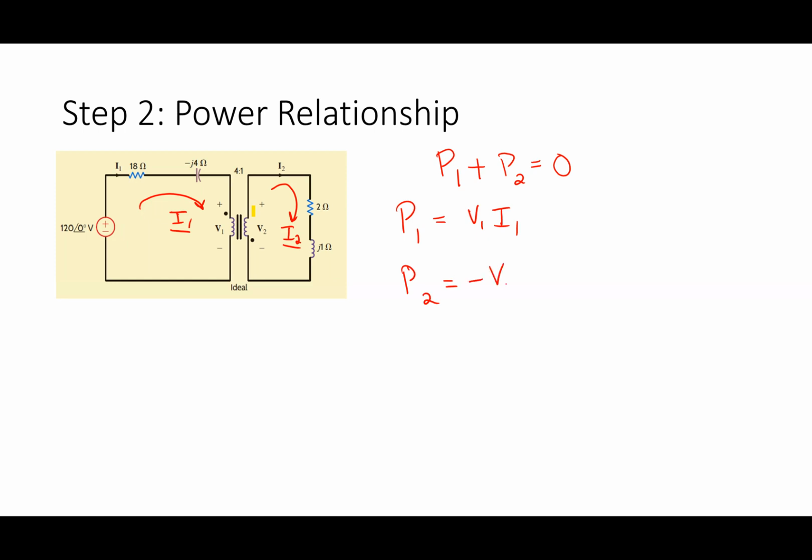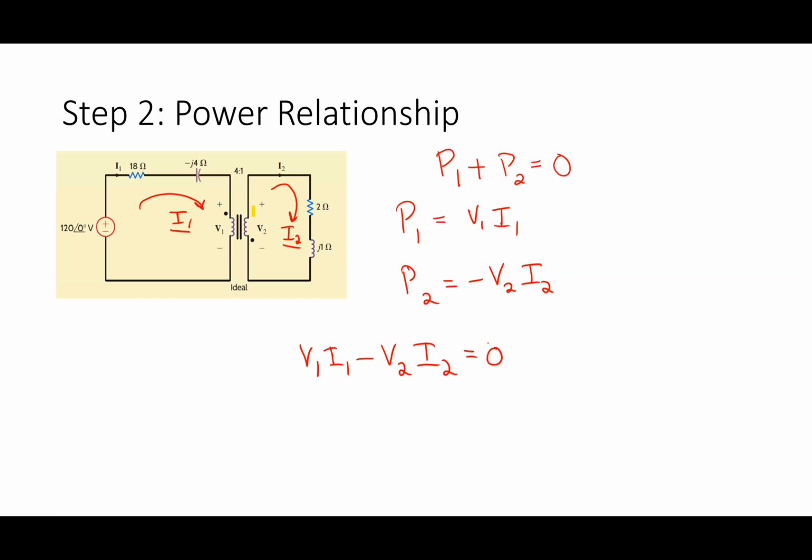Now, why negative? Because it's going into the negative terminal. Yeah, the arrow's coming out of the positive terminal or into the minus terminal, so that becomes a negative. So basically what I get is that P1 plus P2 is V1 I1 minus V2 I2 equals 0. That's really our second step.